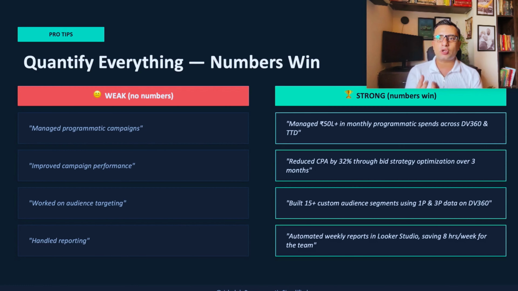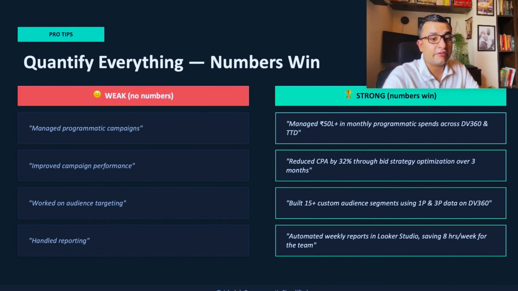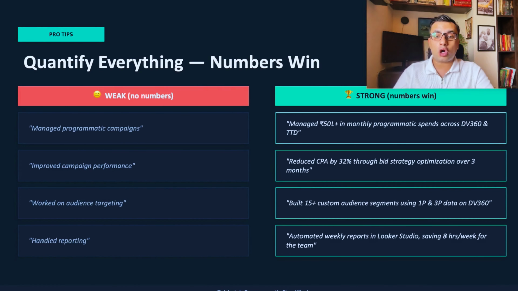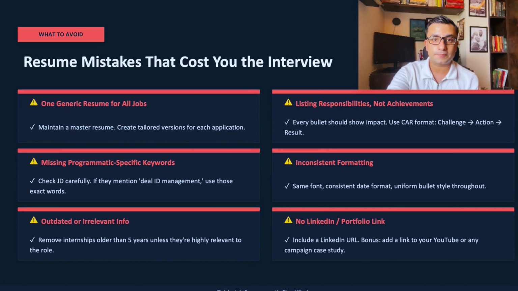So you should start with your resume first of all. Everything should be quantifiable, readable, and measurable. You should never write worked on audience targeting. Rather, write built 15 plus custom audience segments using 1P or third-party data on DV360. Then never write handled reporting. Rather, write automated weekly reports in Looker Studio, saving 8 hours per week for the team. If you're a time saver, it's a plus for you. You're already winning this resume game and you're already passing through the ATS. So trust me, quantifiable and measurable numbers matter the most in your resumes.